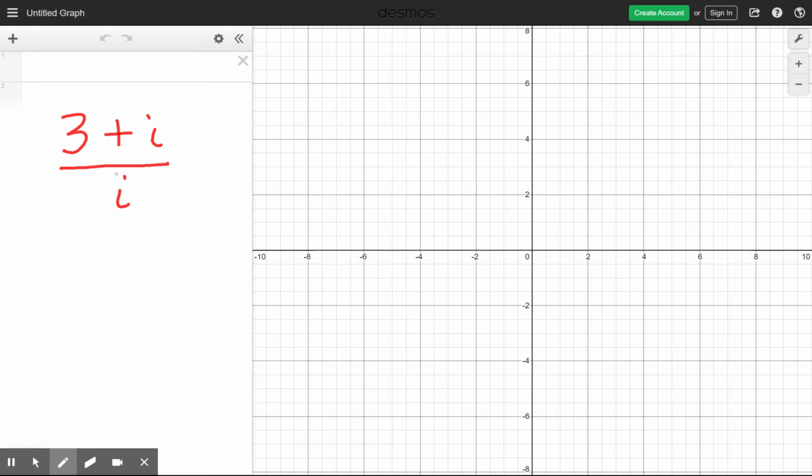So we want to multiply top and bottom times the conjugate of the denominator. So I'm going to rewrite this denominator as 0 + 1i. The conjugate of 0 + 1i would be 0 - 1i. We want to take that times the numerator and the denominator.